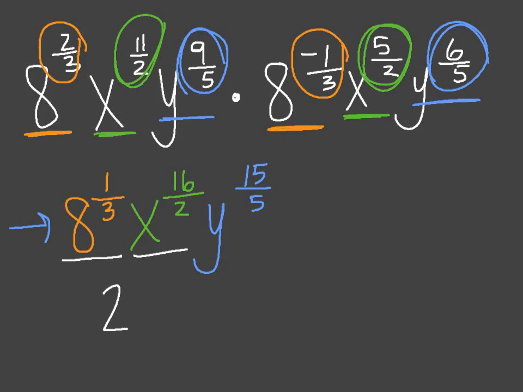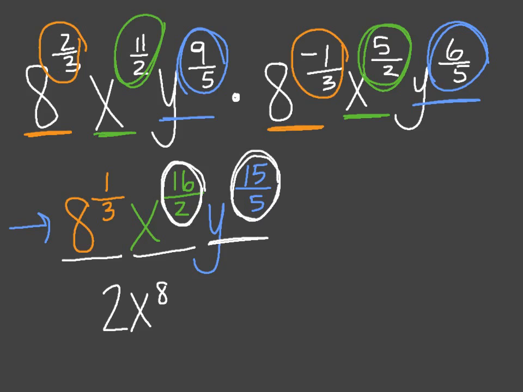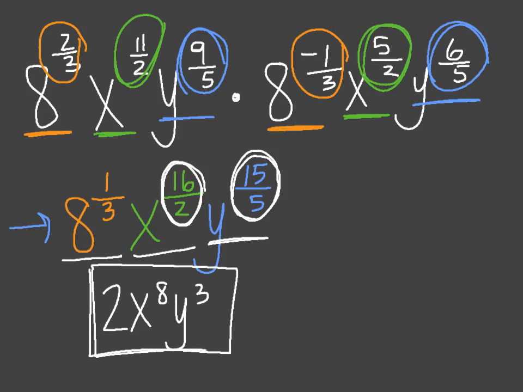Now when I look at my variable of x, I have a fraction up in my exponent. So I'm going to see if I can simplify that fraction. Well, 16 divided by 2 would be 8. So I could rewrite this as x to the 8th power. Similarly, with my y variable, if I have 15 divided by 5, I could make that y to the 3rd power. And this would be my final answer.